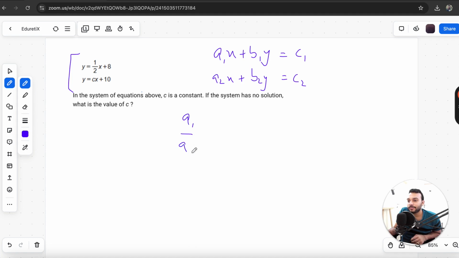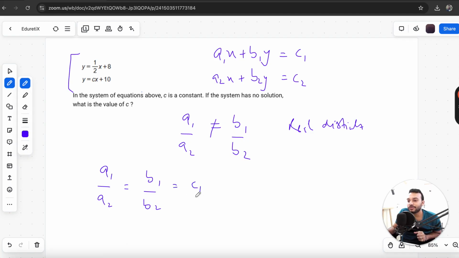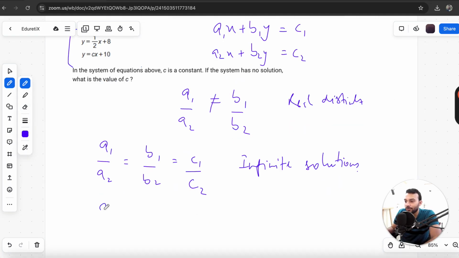So a1 upon a2 not equal to b1 upon b2. Okay, this will give you real distinct solutions. Then a1 upon a2 equal to b1 upon b2 equal to c1 upon c2. This will give you infinite solutions. And then next one, a1 upon a2 equal to b1 upon b2 not equal to c1 upon c2. No solutions. This has no solutions.